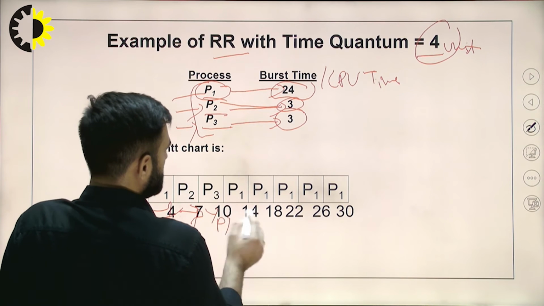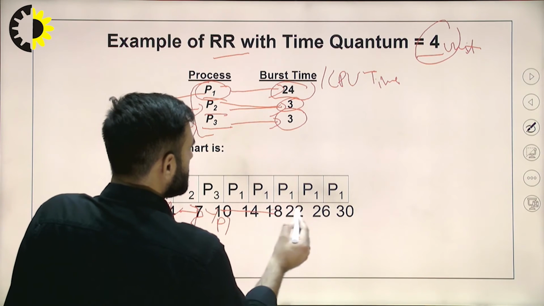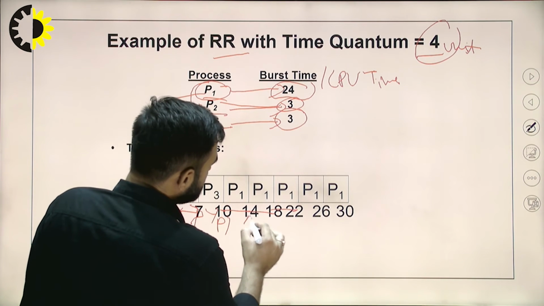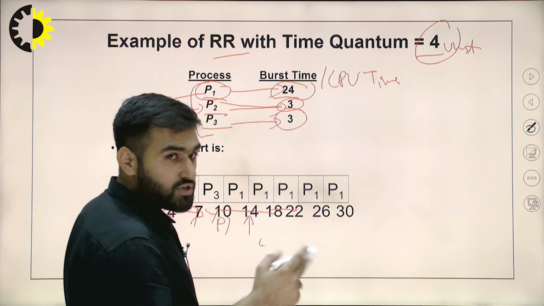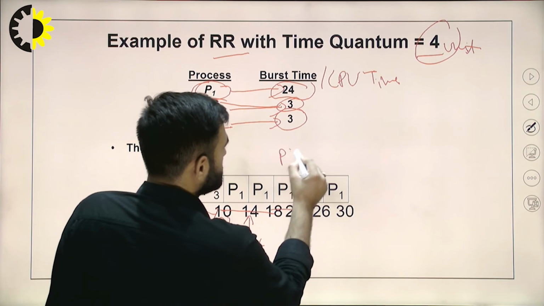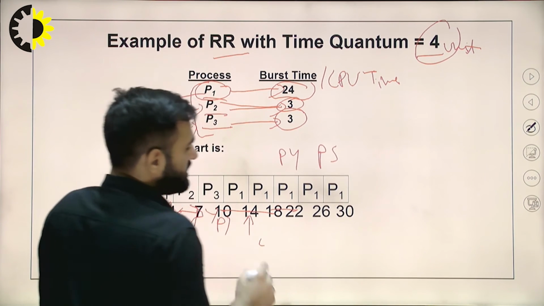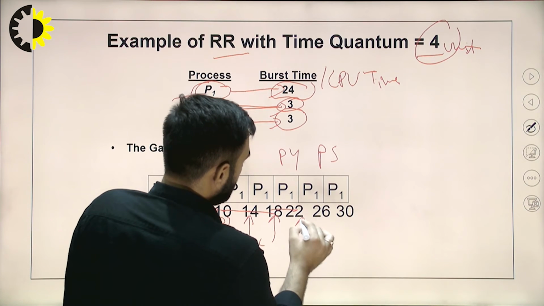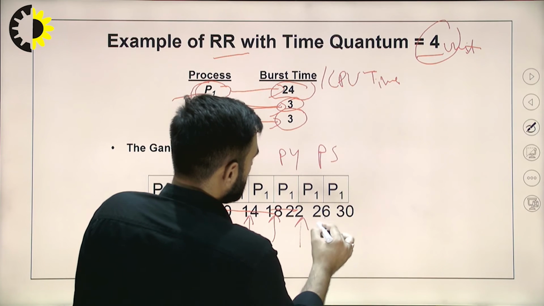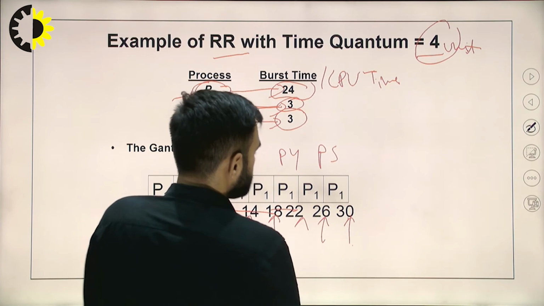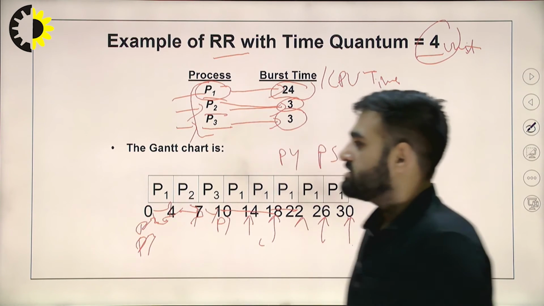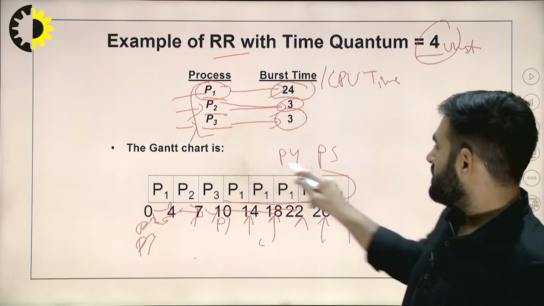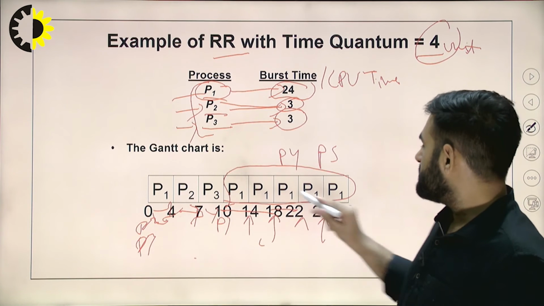Just switching, same, 14, 18. That means after every 4 seconds, it checks whether any new process has arrived. Maybe any other process P4 has arrived, P5 has arrived. So after 4 seconds, it is checking if any other process arrived. Right? Since there is no one, the process P1 stays in the CPU till it completes its processing.